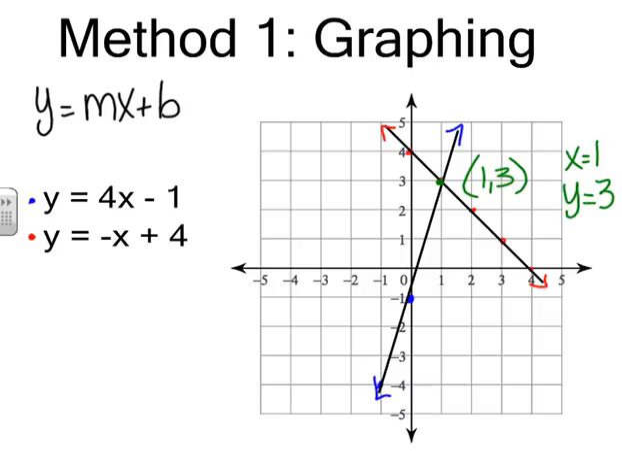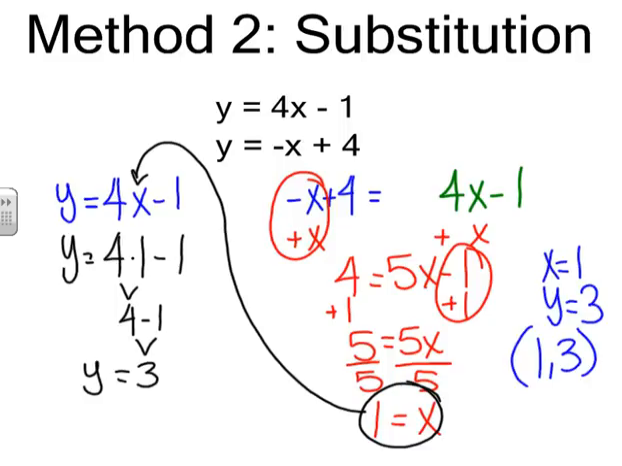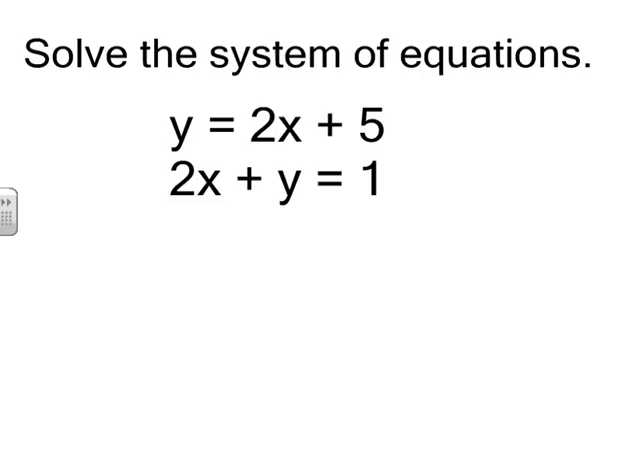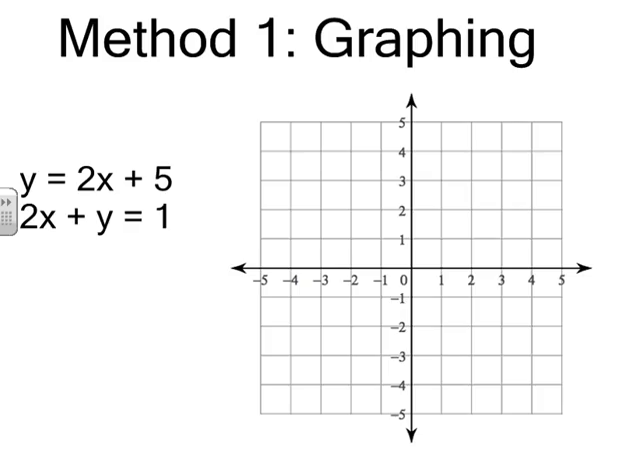So when you're solving a system of equations, you're also figuring out at what ordered pair the two lines intersect. In this case, it is at 1, 3, and we get that from graphing and from substitution. The next system we're going to solve, one of the equations is in slope-intercept form and the other isn't. So we'll look at how that affects what we do for each of the two methods.